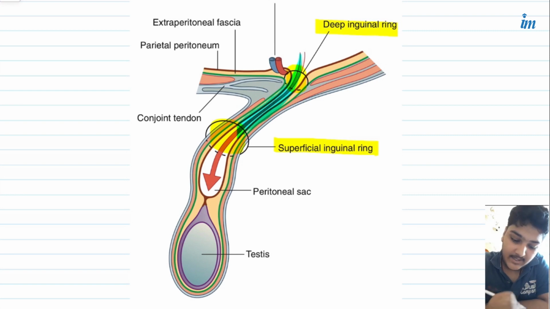Your hernia is passing in the direction of the arrow. You can see your hernia is passing through the inguinal canal, and after exiting through the superficial inguinal ring, it enters the scrotum and protrudes out along with peritoneum and the three layers of the spermatic cord.